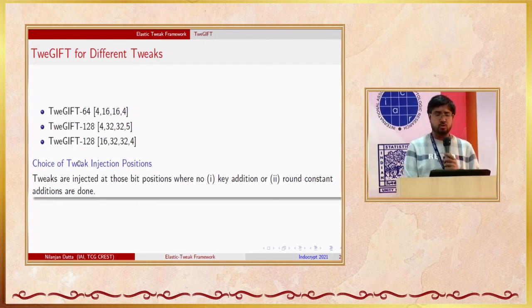And how do you choose these tweak injection positions or this gap? Again, depending on how your security performance ratio works. And for this tweak injection position, we basically inject the tweaks in the least significant bits. This is primarily because the key addition or the round constant addition are not actually added in this least significant bit, so that those don't cancel out.